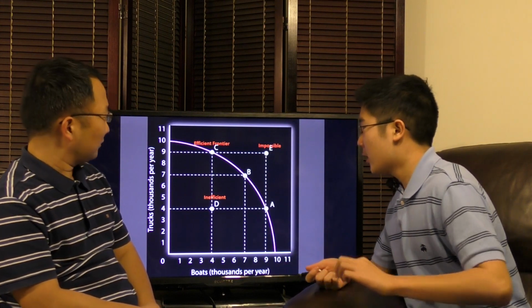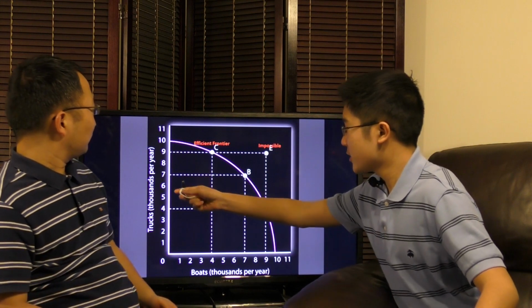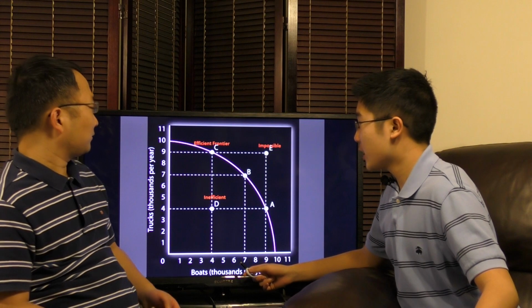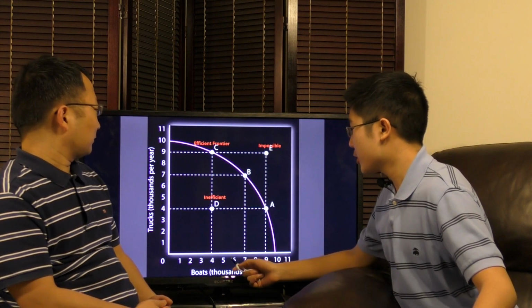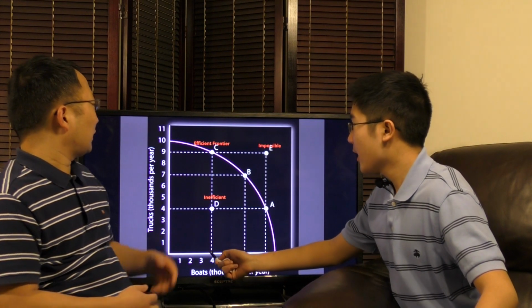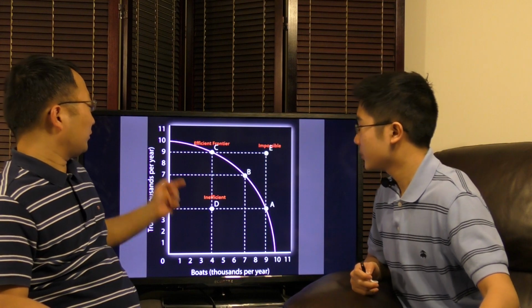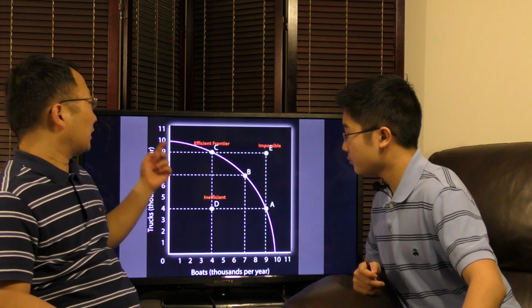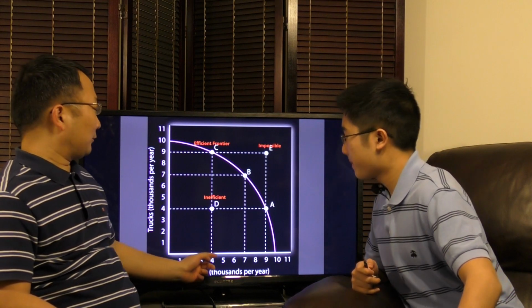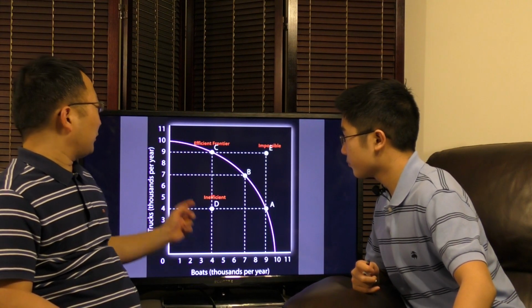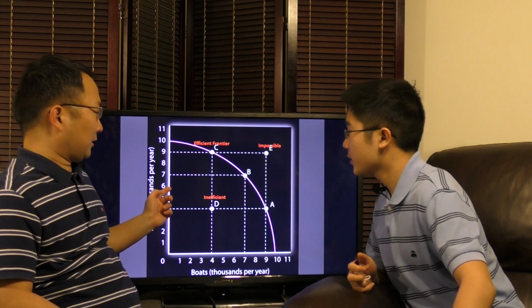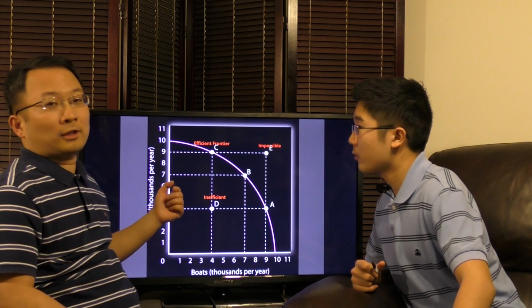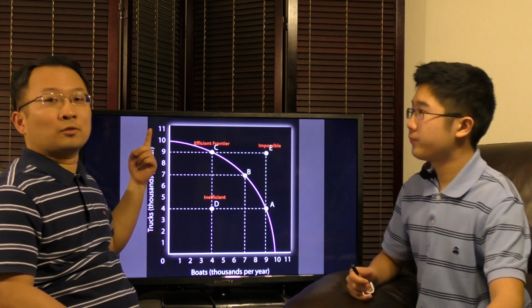For instance, when we're producing 7 trucks, we can also produce 7 boats. However, to increase production to 9 trucks, we have to decrease production of boats to 4 boats. For example, from 10 to 9, we can produce 4 boats, right? So 4 boats only means giving up 1 truck. But from 4 to 8, we have to decrease from 9 to 6. Pretty much means another 4 boats, we have to sacrifice 3 trucks. So much more than the first, just 1 truck, right?